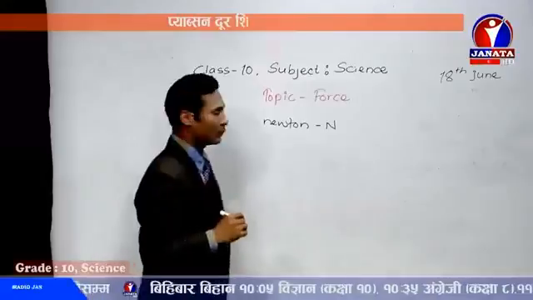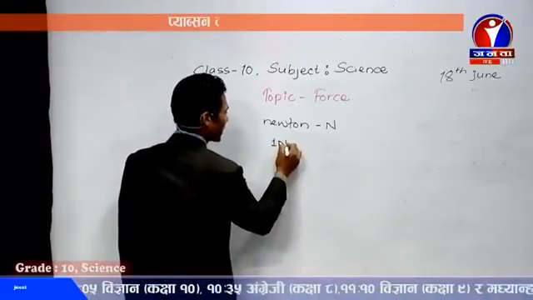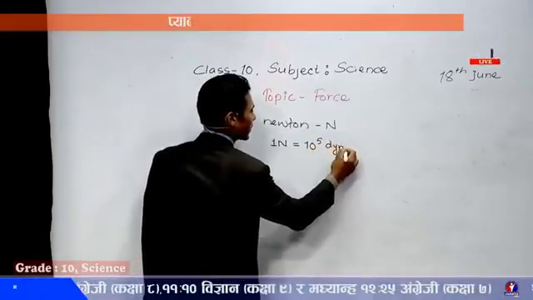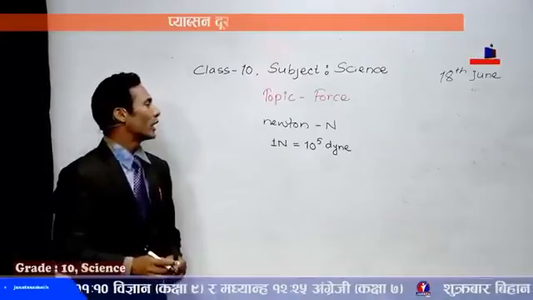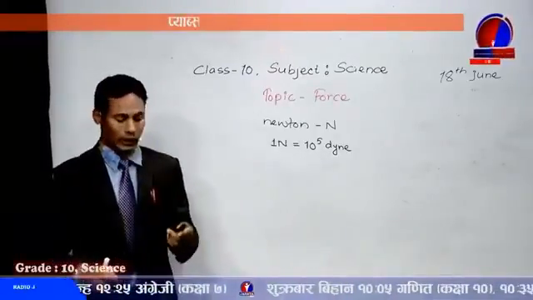So the relation between Newton and dyne is: 1 Newton force is equivalent to 10 to the power 5 dyne. Sometimes it may be useful while solving numerical problems. That's why you also need to remember this.